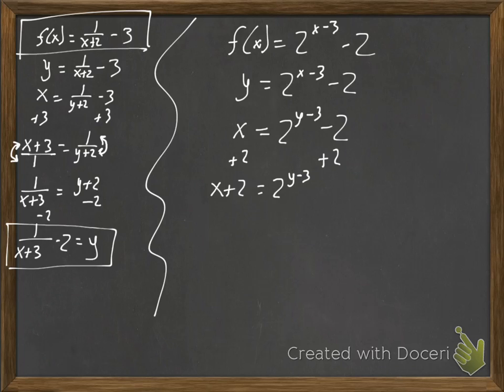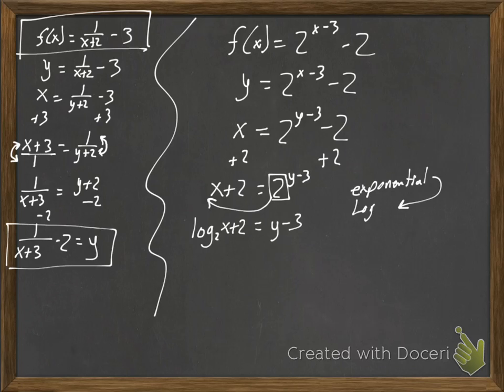Well, now, how do I get the y out of the exponent and get rid of this base 2? Well, the opposite of an exponential function is a logarithmic function. So I'm going to switch from an exponent to a log. So this base of 2 is going to become my base on the other side, and I'm going to have log base 2 of x plus 2 is equal to y minus 3.